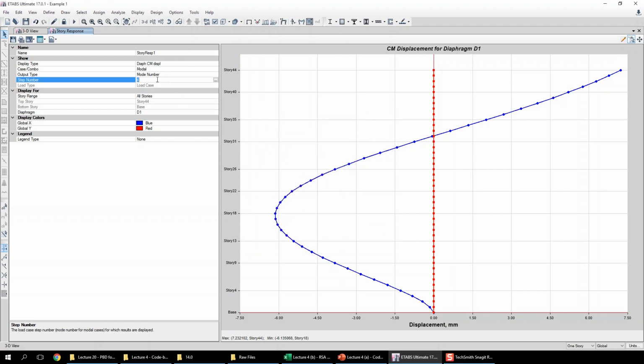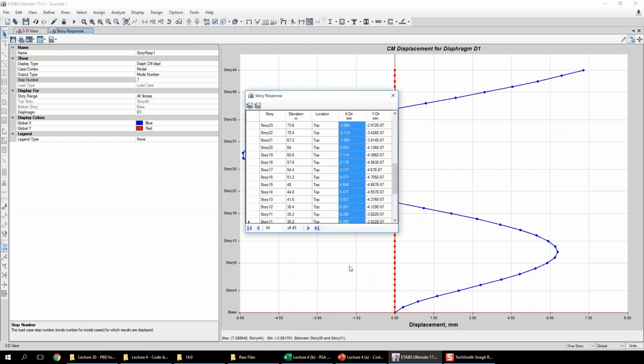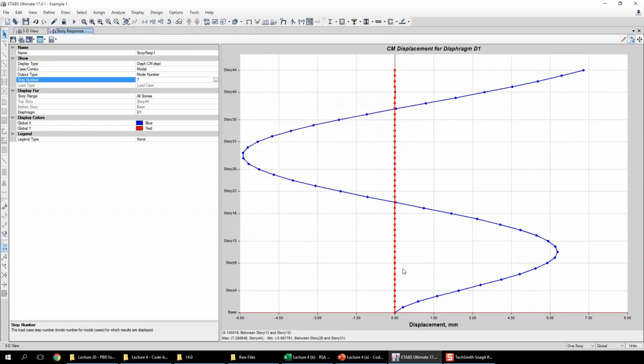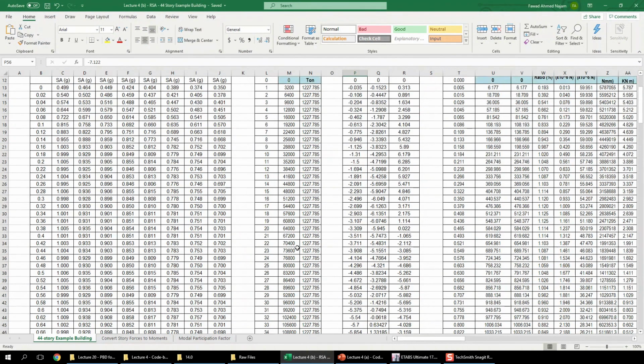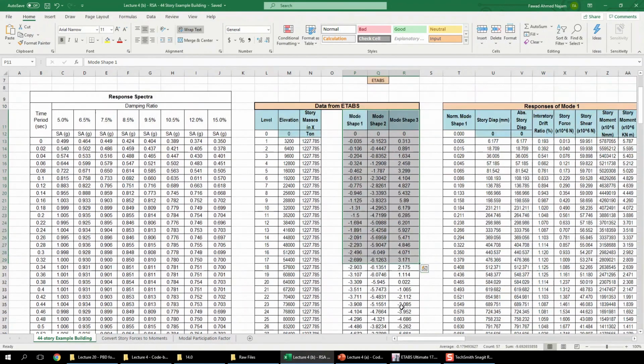Similarly, you can put 7th mode, and this will become your third mode shape. This is the third mode shape for X direction, and you can also copy their numbers here and paste in the Excel sheet. So now I have in my Excel sheet the first three mode shapes, these columns, and now I can also plot them according to the story level.